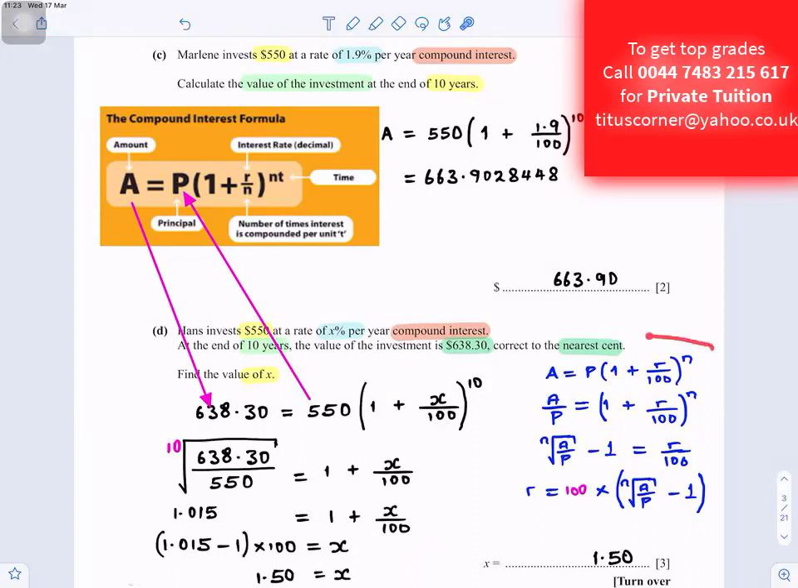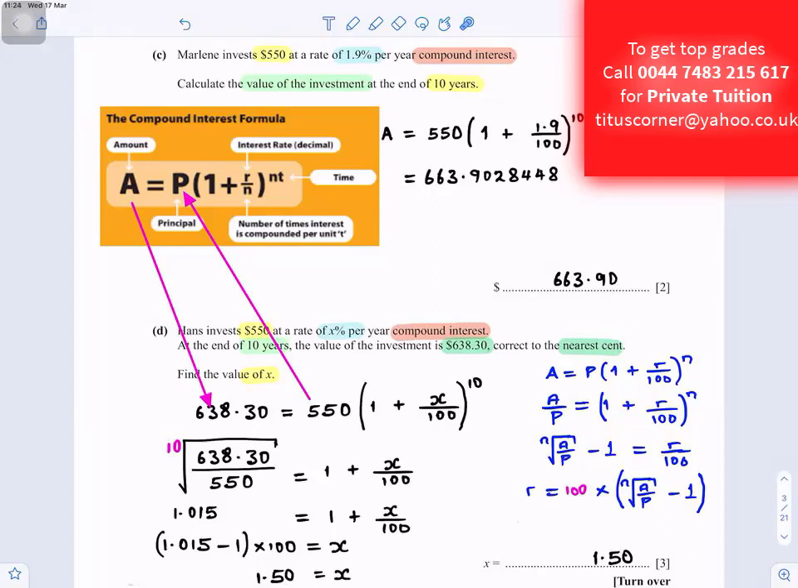Another way to do it, I put it in blue there. First of all, make R the subject of the formula. How do we do that? It's times P, the principal, we take it to the left, it becomes divided by P. It's raised to the power n, take it to the left, it's the nth root. It's plus 1, take it to the left, it becomes minus 1. Divide by 100, we take it to the left, it becomes times 100. So that is the formula at the end.